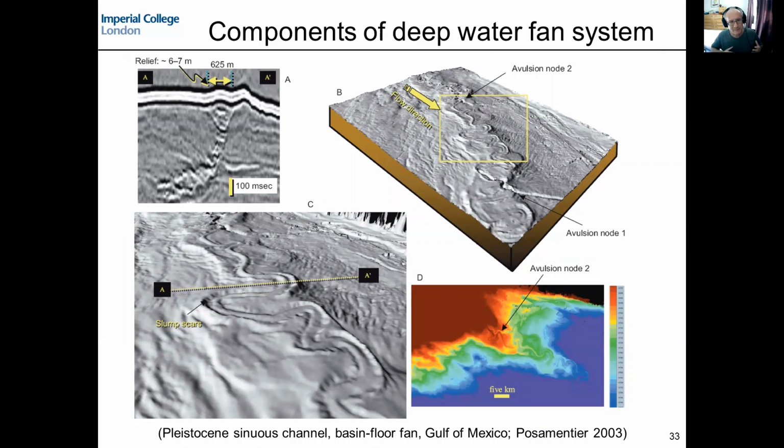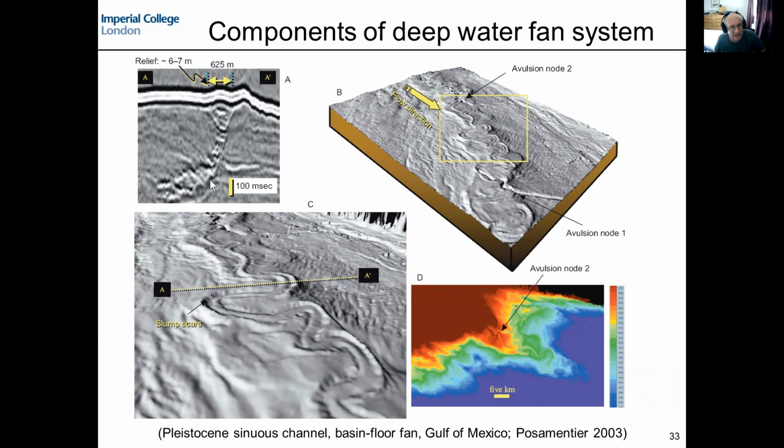Okay, so now let's think about moving further into the basin. These are all examples of, if you like, some of the trunk feeder channels, and these are taken from examples of muddy deep water fan systems. So remember, muddy systems are characterized by sinuous channels, low mobility, and well-developed levees.